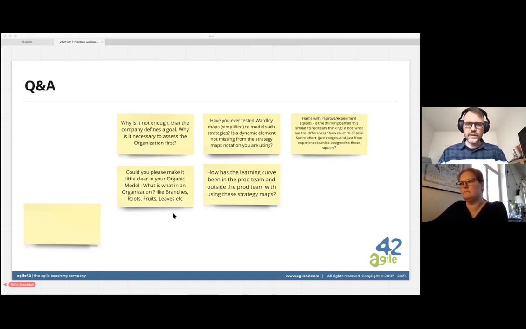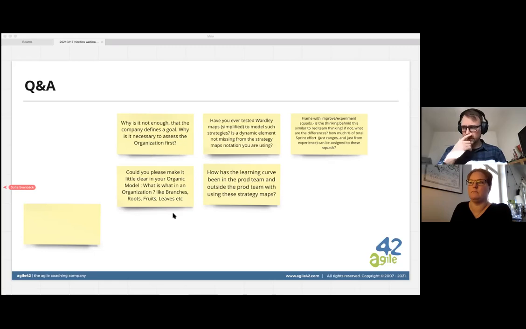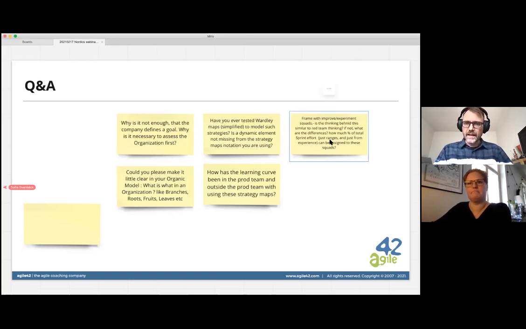And then we have the learning curve, being in the production team and outside the production team, with using these strategy maps. Not entirely sure that I understand the question. If it's okay, the person, whoever you are who wrote this question, could you help us understand it a little bit while I jump onto the red team thinking frame with improvement and experiments? So I'll take this one first, and then we can return to the learning curve.